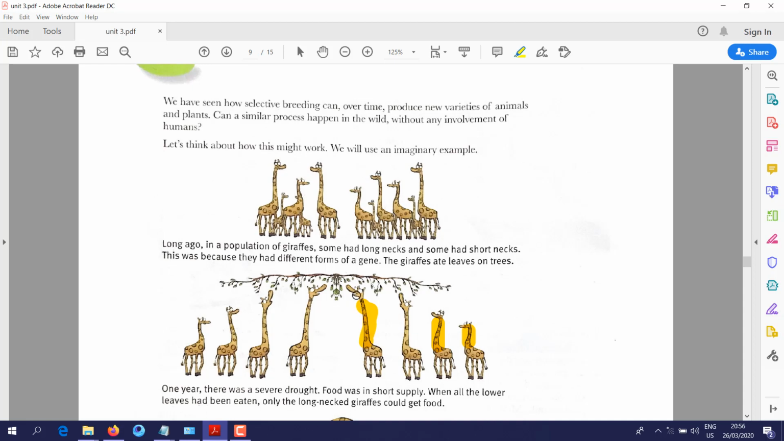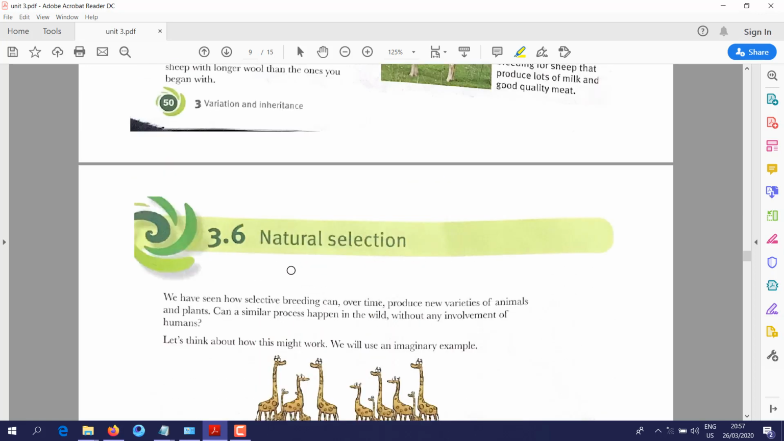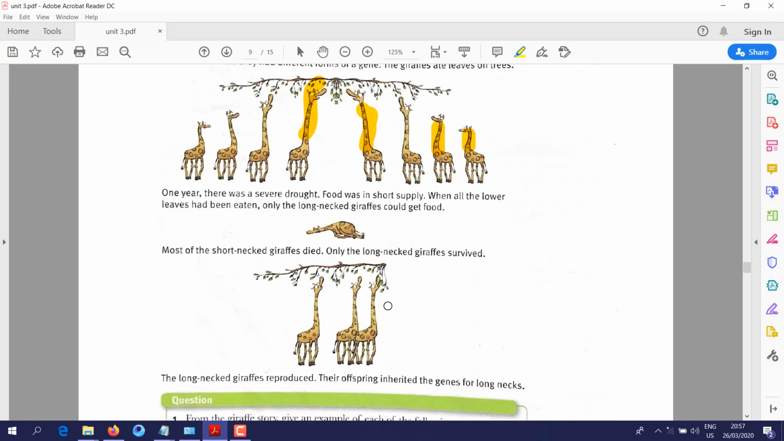So now what will happen? These two will be able to get food, and when they get food, that means they will survive. But the rest of the giraffes will not be able to get food, so at the end they will die. So here, the organisms that are well adapted to the environment will survive. This kind we call natural selection.